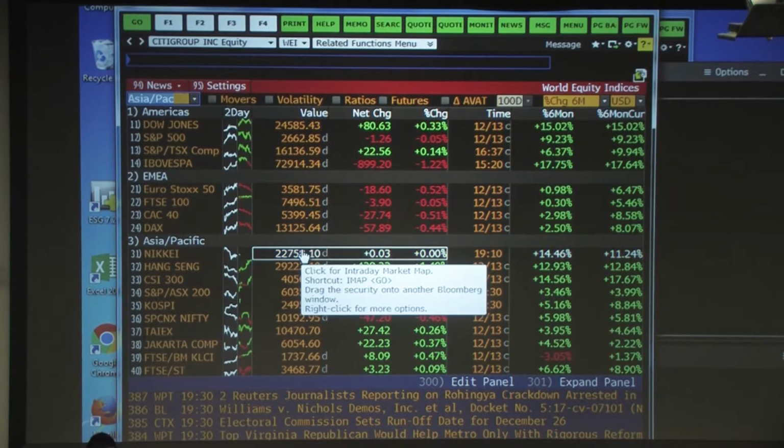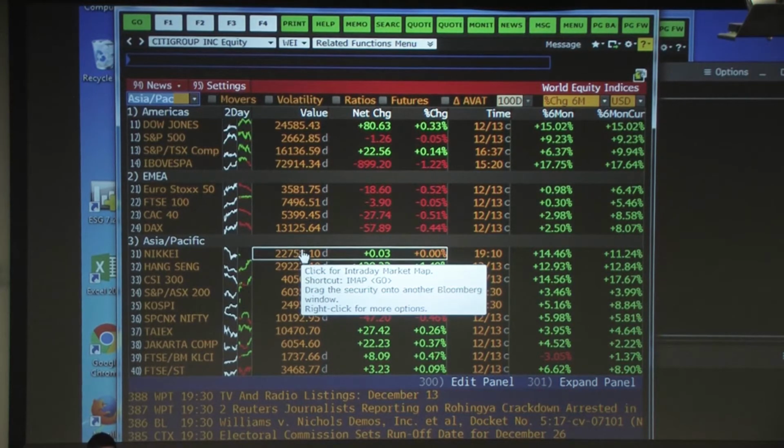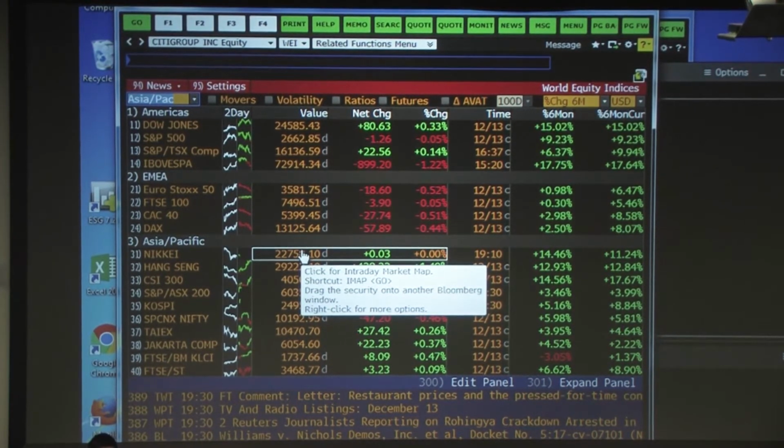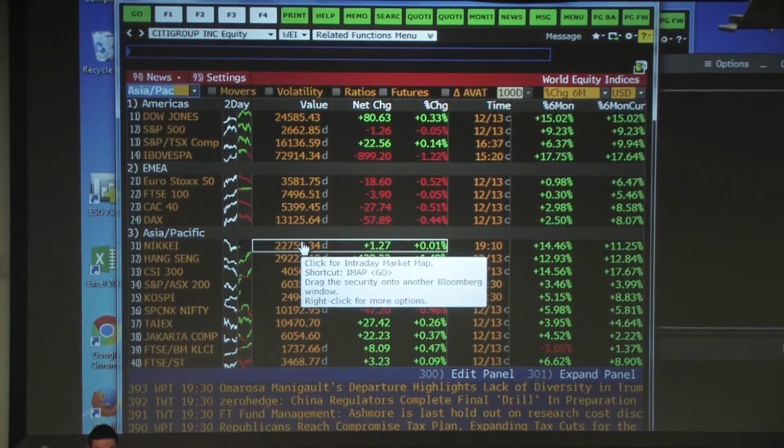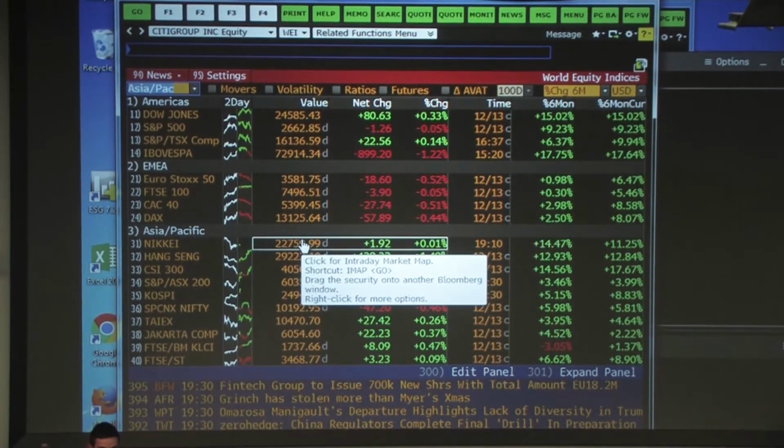If you see something that highlights red, click on it, see what the news is about, and then see if there's an immediate reaction, because sometimes there are immediate reactions that you can see in real time going on within our terminal.